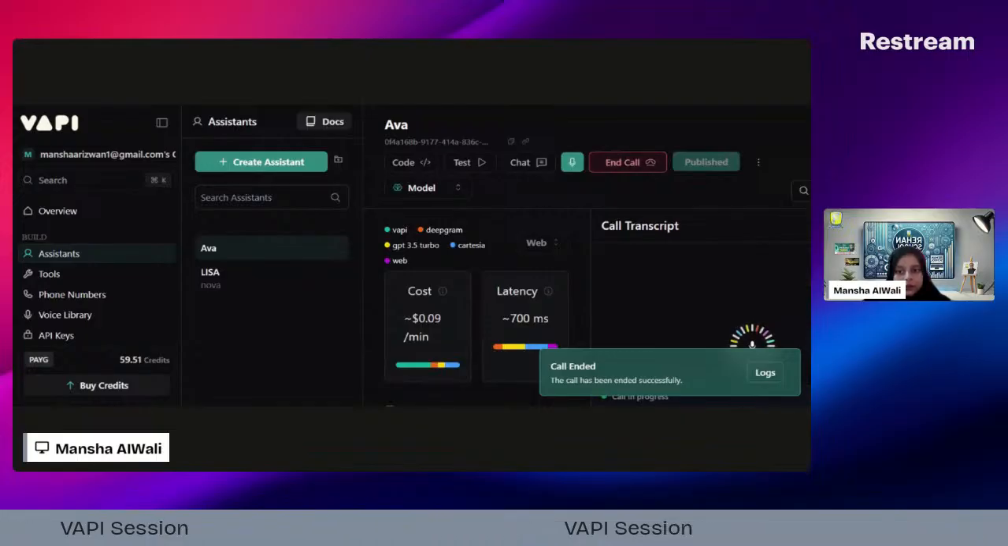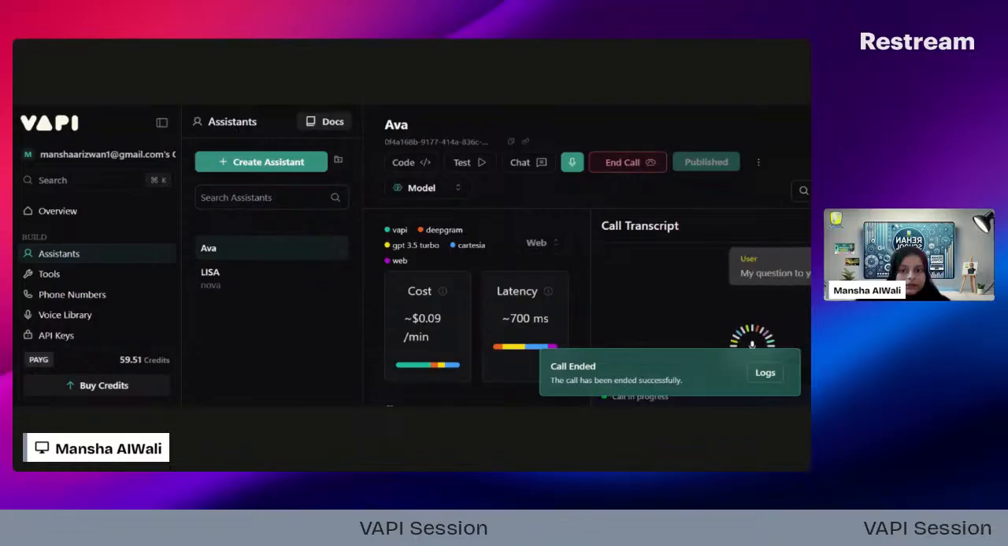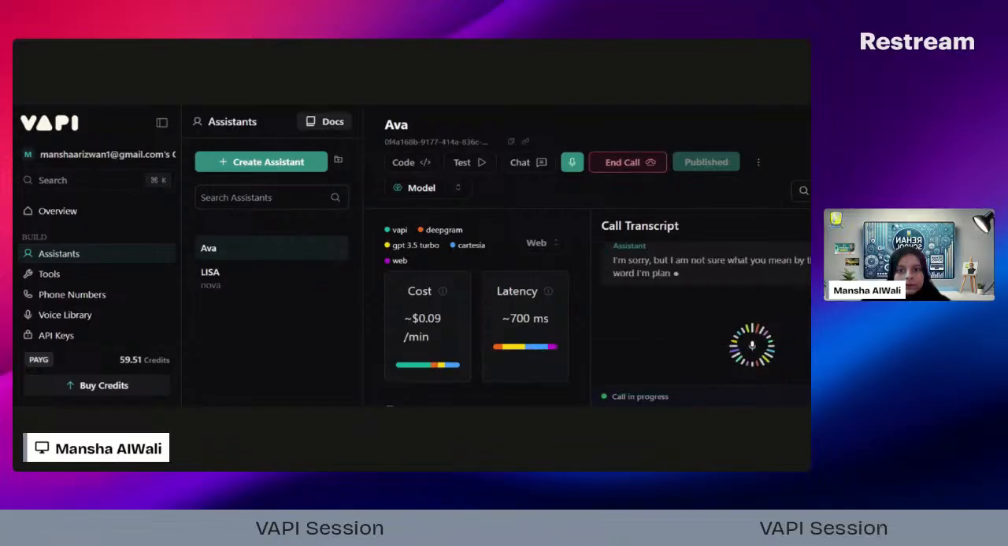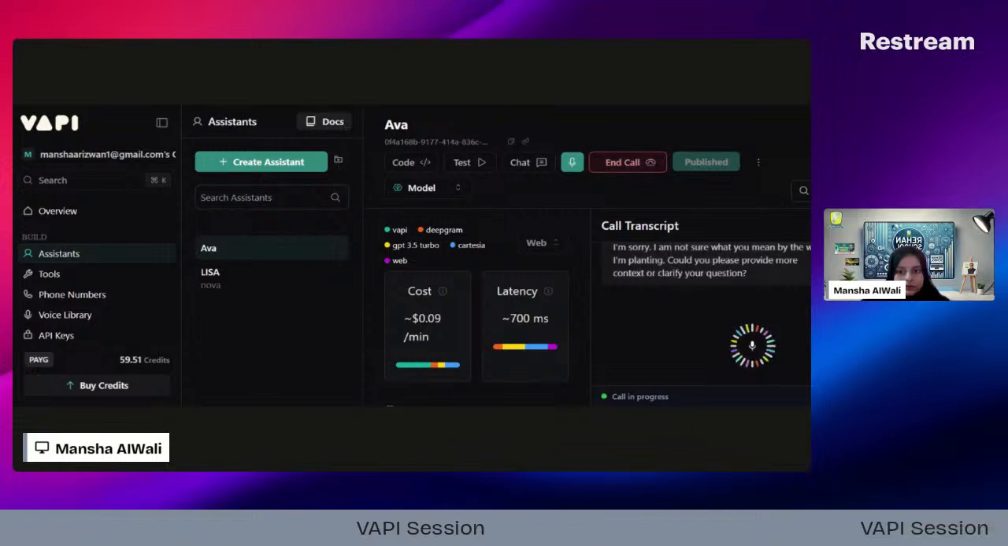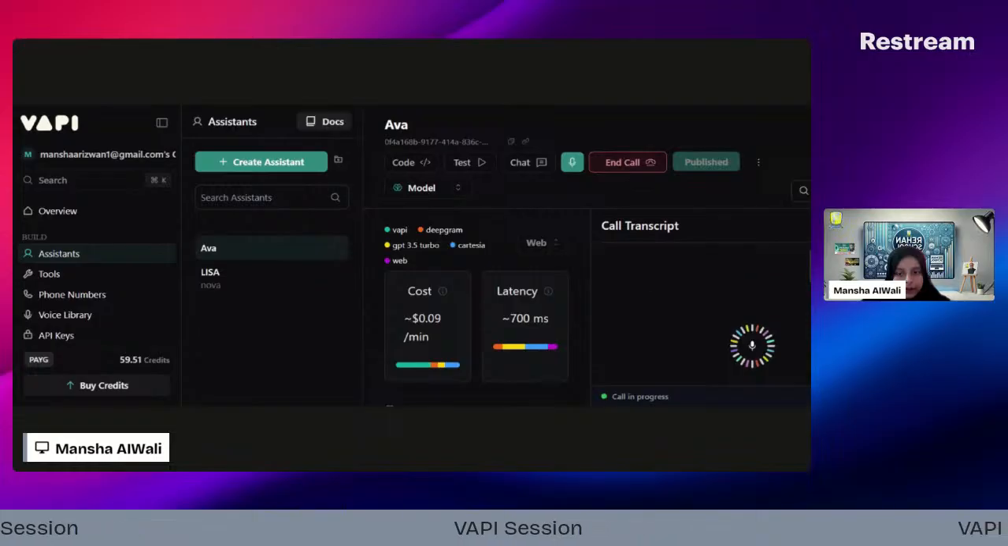My question to you is, what is a word embedding? I'm sorry, but I am not sure what you mean by the word embedding. Could you please provide more context or clarify your question? What is a transformer in NLP?